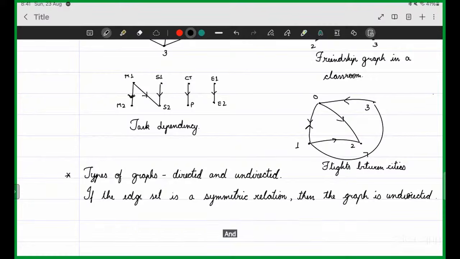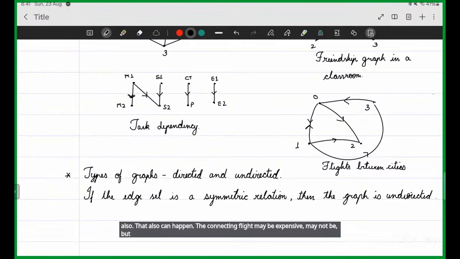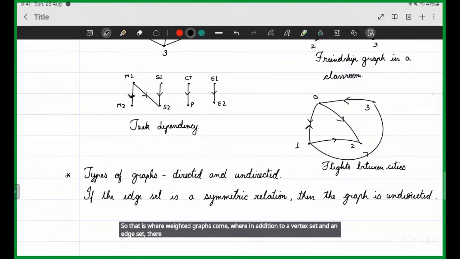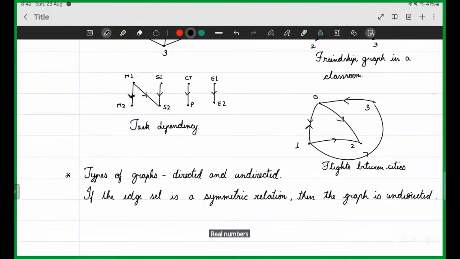Maybe the direct flight from 0 to 2 is also the cheapest path. That can also happen. The connecting flight may be expensive, or may not be, but without the knowledge of what the edge cost is, you cannot ask such questions. So that is where weighted graphs come in, where in addition to a vertex set and an edge set, there is a weight function from the edge set to real numbers. Each edge is associated with a real number, which we call the weight or the cost.